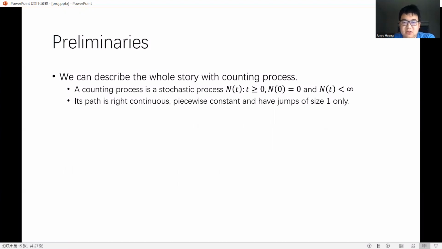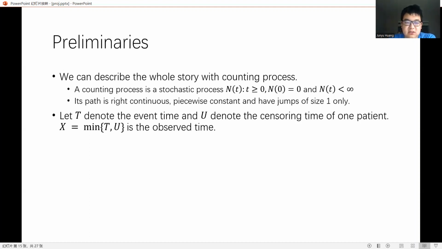We can describe the whole story with a counting process. A counting process N(t) is a stochastic process which starts from 0, is always less than infinity, and whose path is right continuous, piecewise constant, and has jumps of size 1 only.